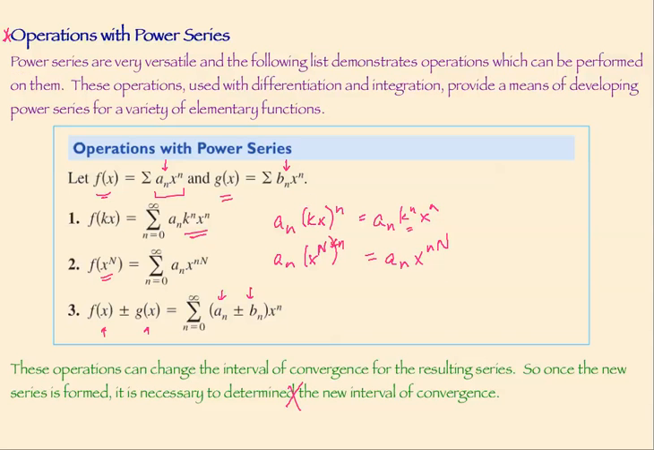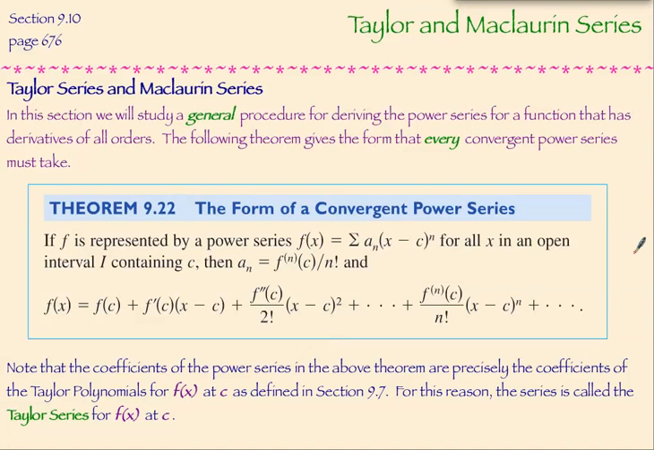Now, in a surprise move, I'm going to add on section 9.10 here and get this out of the way. Taylor and MacLaurin series, and this is page 676. In this section, we will study a general procedure for deriving the power series for a function that has derivatives of all orders. That means derivative first, second, third, fourth, on and on and on.